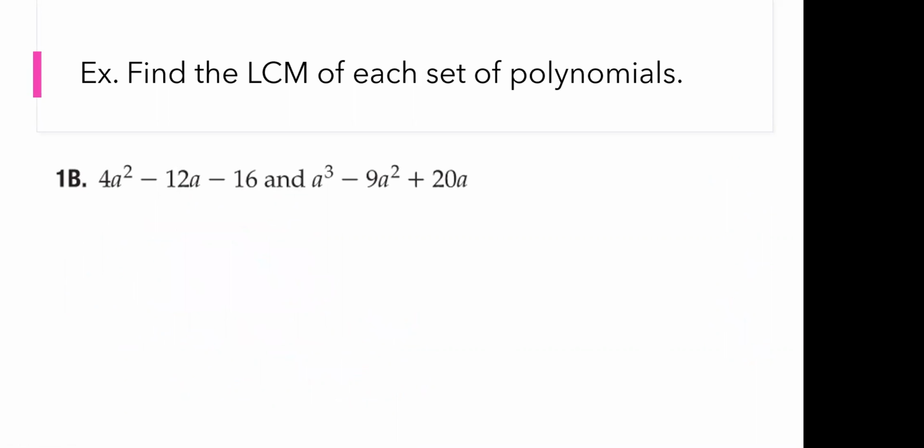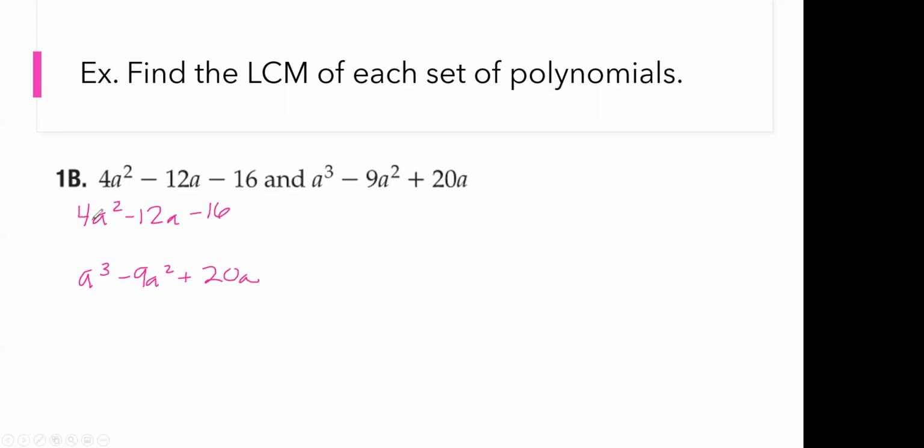Next problem. So now it says, same thing, find the least common multiple of each set of polynomials. Okay, so now we have 4a squared minus 12a minus 16, and we also have a cubed minus 9a squared plus 20a. Okay, so we need to factor these, right?